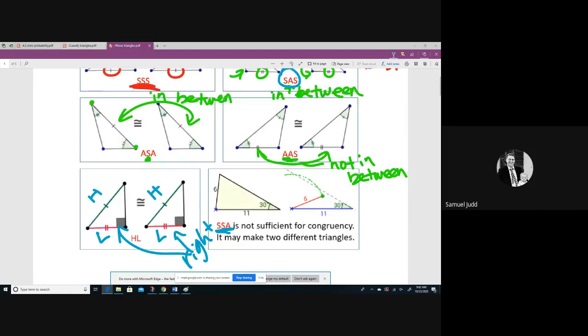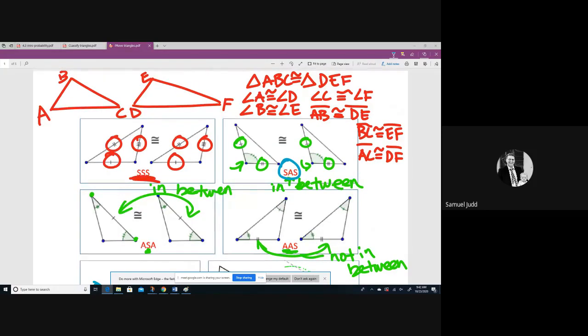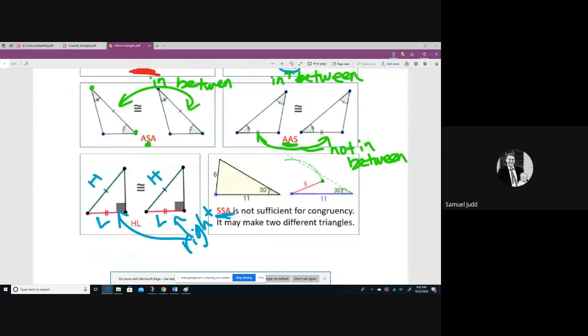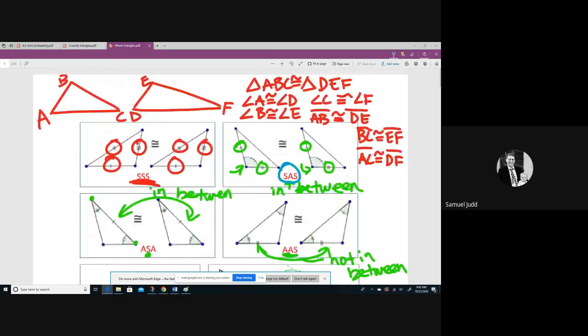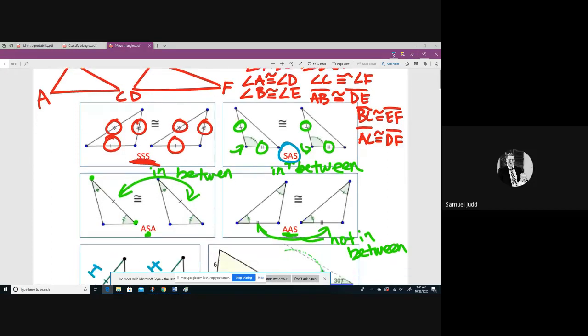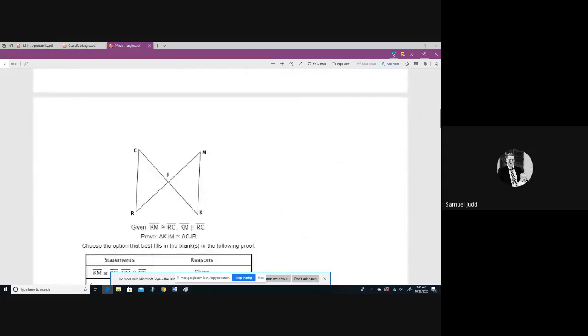All right, so those are your valid reasons for proof. Again, that's side, side, side, when all the sides are congruent. Side, angle, side, when two of the sides are congruent and the angle in between them is congruent. Angle, side, angle, when you've got two angles and the side in between them congruent, or angle, angle, side, when you've got two angles and the side not in between them congruent. And hypotenuse, leg, when you've got two sides, one hypotenuse and one leg of a right triangle, marked congruent. Those are valid reasons for proving triangles congruent. And if we can do that, we know that every other corresponding part is also congruent. Let's go through a couple examples of proof.